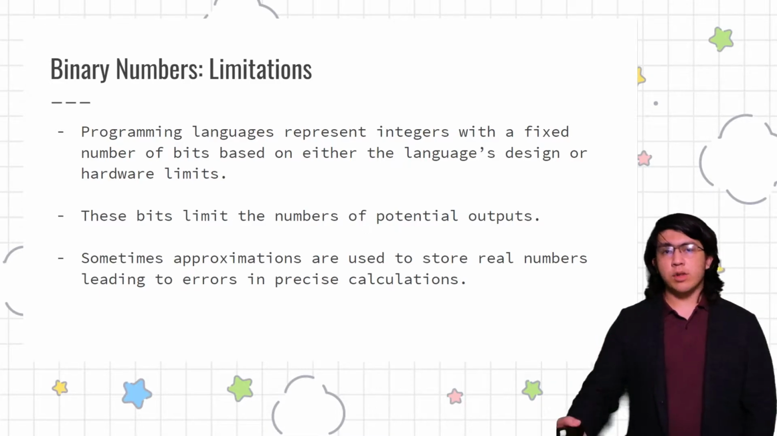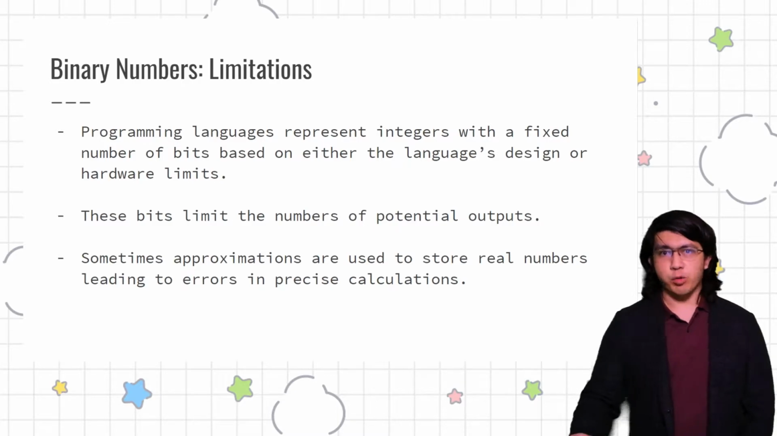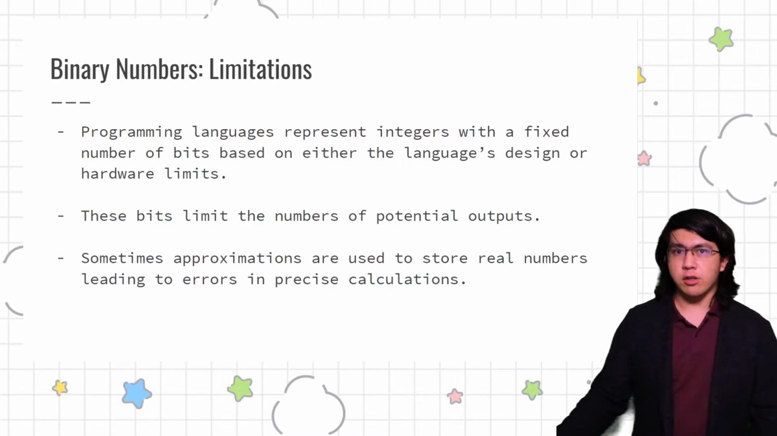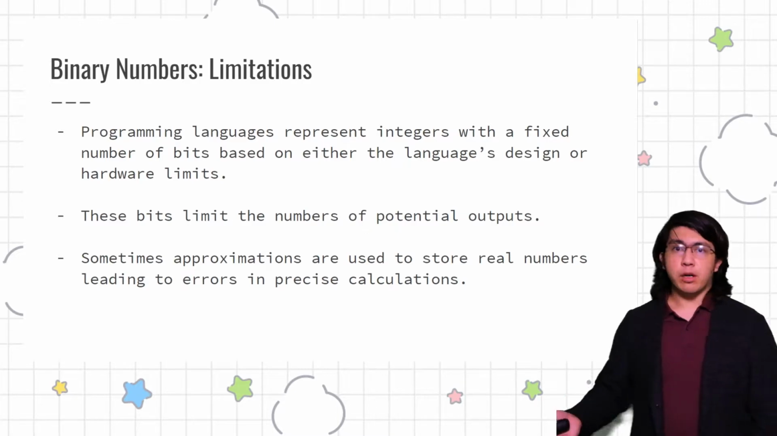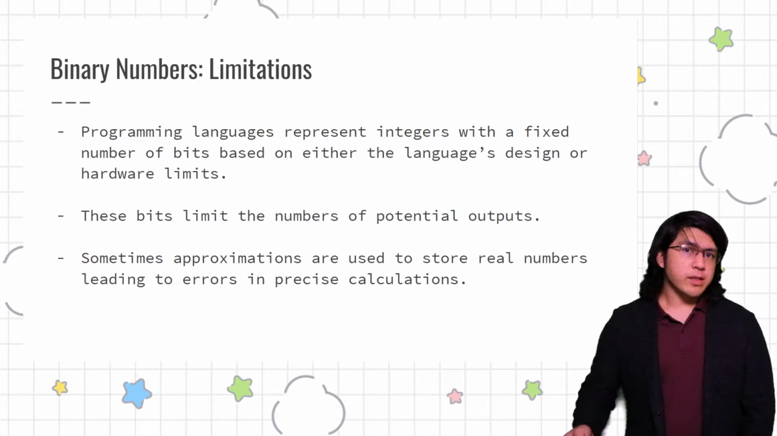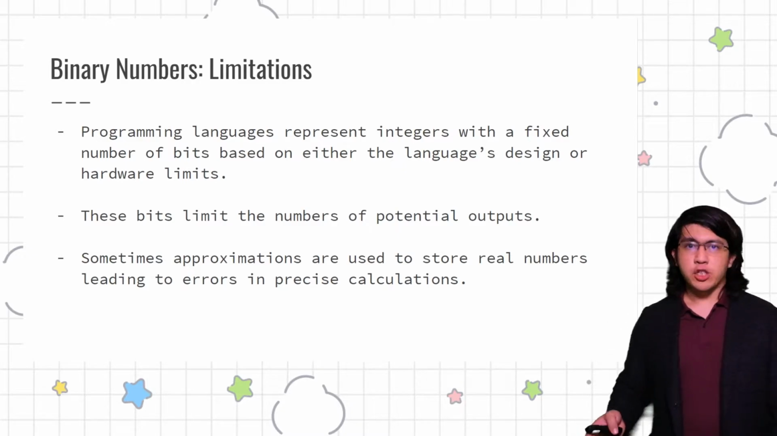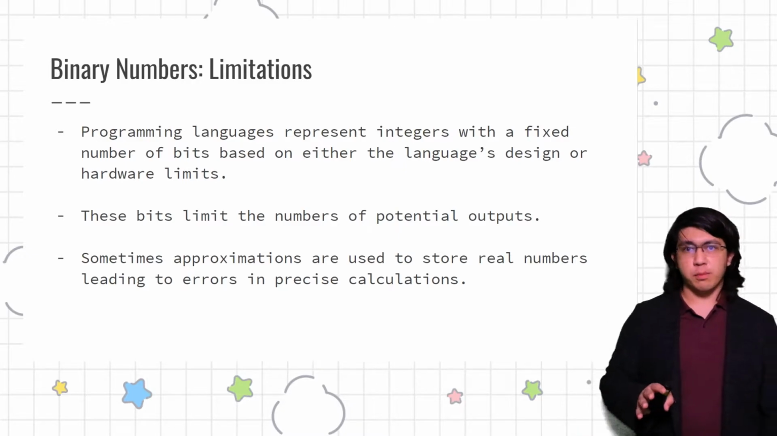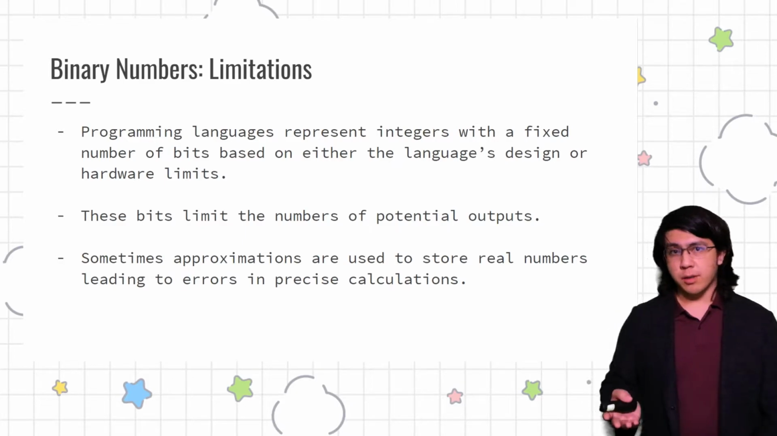This, in turn, will limit the potential outputs of my program. If I have a calculator that can't go higher than 8 digits, it won't be able to tell me anything that is 9 digits or above. There are some ways around this where computers will make approximations, but if we're dealing with a high level of precision, this could cause problems.